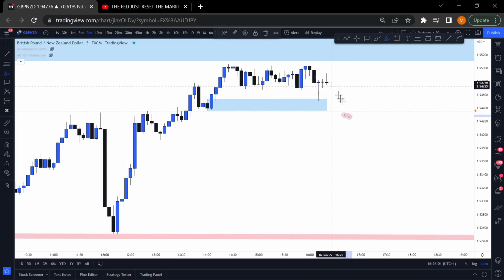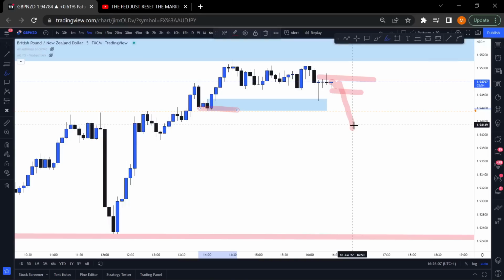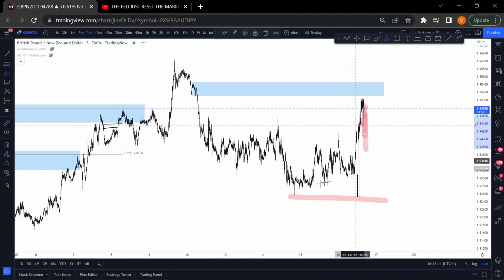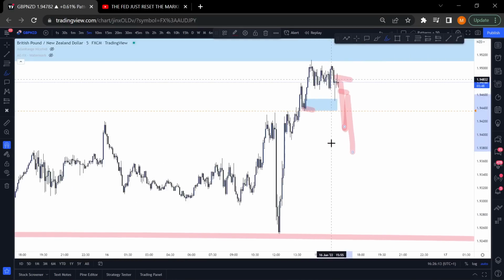When that happens, I'm going to look for some sort of supply that the market left behind just before it broke below this low. And I'm going to look to set limits at that point, and we're going to look to target those areas that I just outlined. So it's a fairly simple trade.